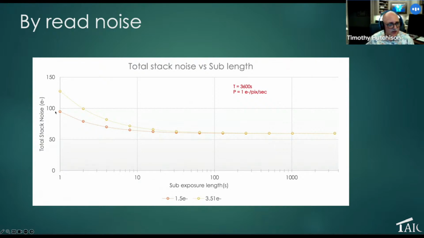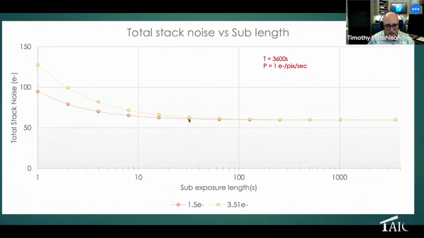Well, you see what happens here is that if we take 3,600 1-second exposures, our noise is going to be here, around 90 something, right? If we have 2-second exposures, it's a little less, and 10-second exposures is less. But you notice when we get down here at around 20 seconds, 30 seconds, from 30 seconds to a single exposure of 3,600, which would be our best when we're talking about total stack noise, that number didn't change.